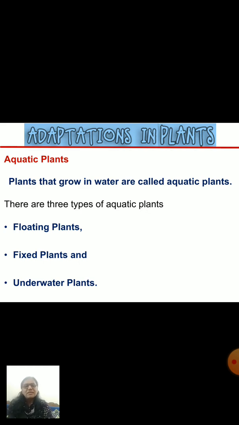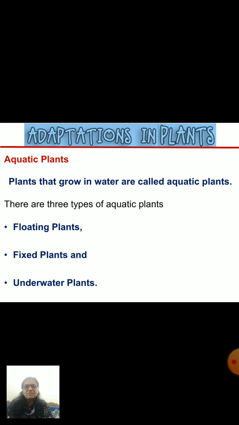Another topic, that is aquatic plants. Aquatic plants means the plants that grow in water. We also have aquatic animals, the animals which live in water, they are called aquatic animals. Here we are talking about the plants, and that too aquatic plants means the plants that grow in water.